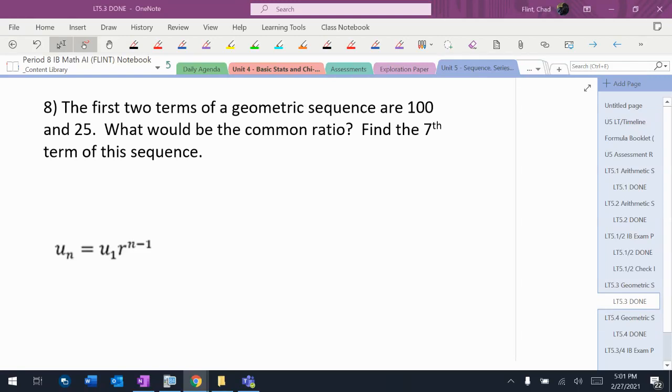So the first two terms of the sequence are 125. What's the common ratio? So now this is the first time we can look at this. The second term is 25. The first term is 100.